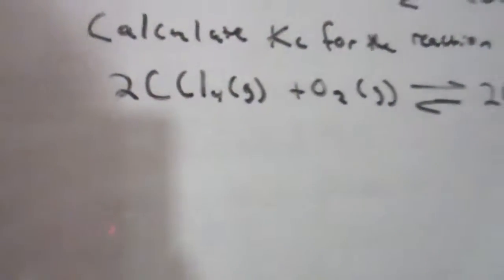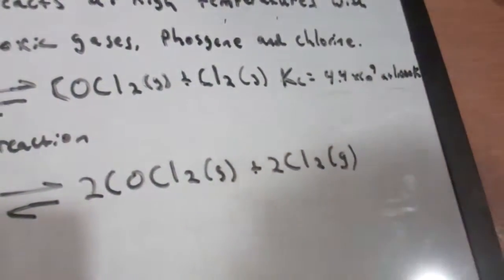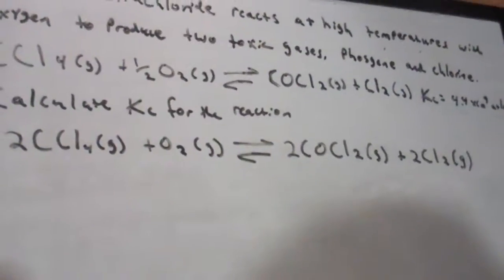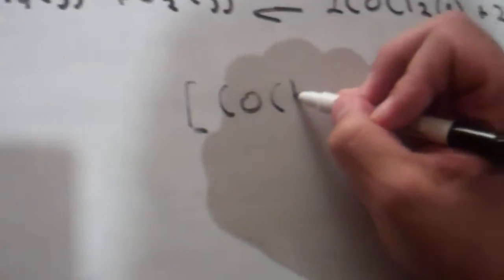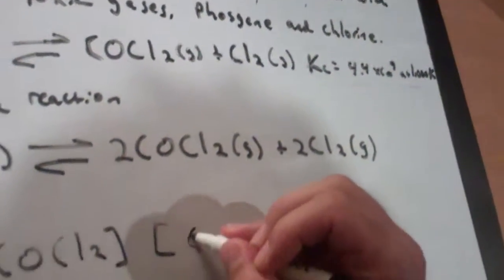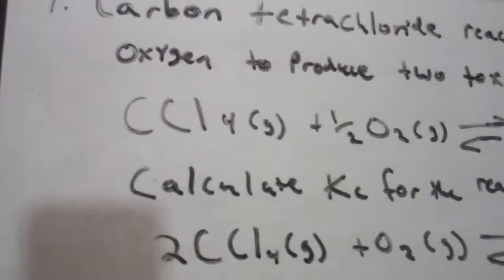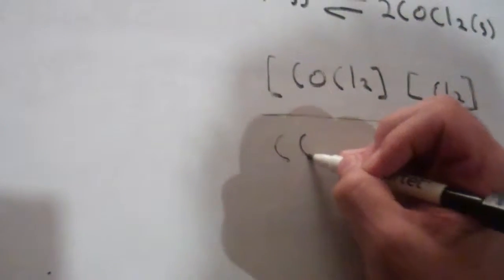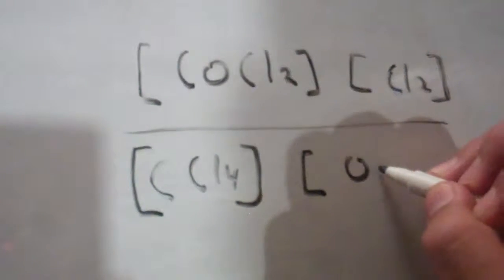Okay, so we know that the way they got this first equilibrium constant here is just by dividing the products by the reactants. So if we see the products here, we have COCl2, so it's going to be COCl2 times Cl2, that's the other product, and then you divide that by the reactants, which is the compounds on this side. So that's the concentration of this times O2.